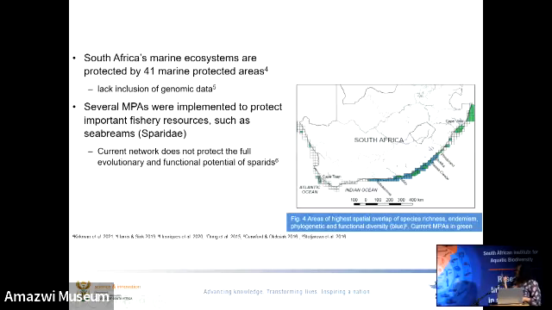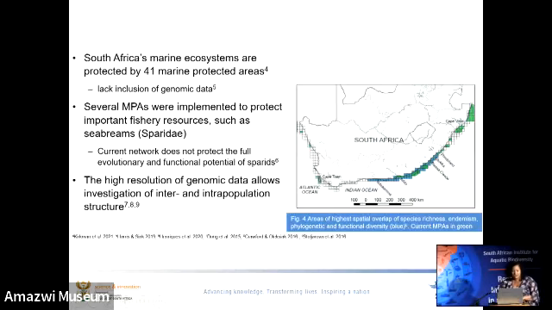So as you can see in the figure, basically, the blue represents a spatial overlap of species richness, endemism, phylogenetic and functional diversity, and the green is the current MPAs. And as you can see on the south coast, there is no overlap between MPAs and those indices. However, with the use of genomic data, with its high resolution, one is actually able to investigate inter and intra-population structure.